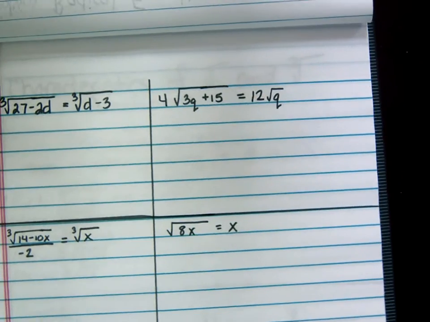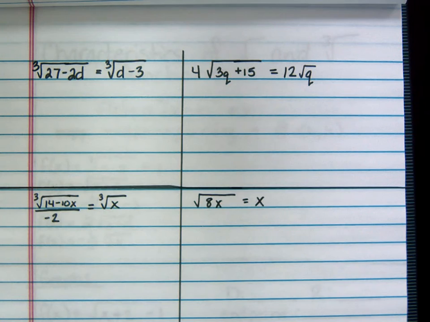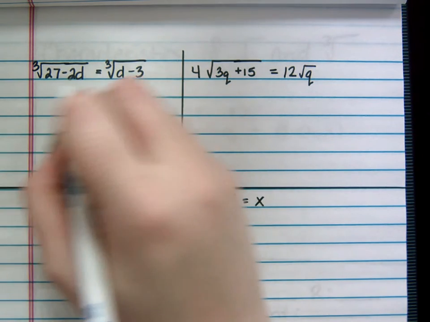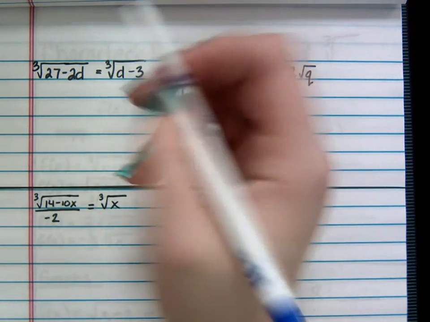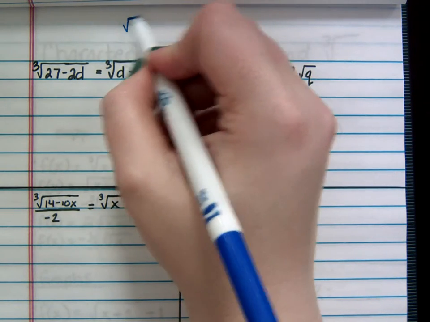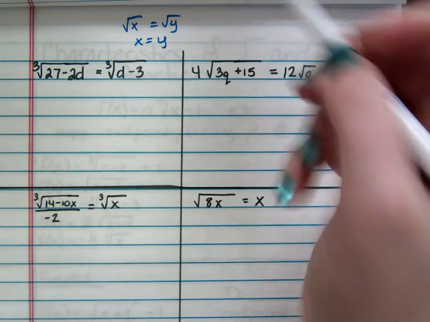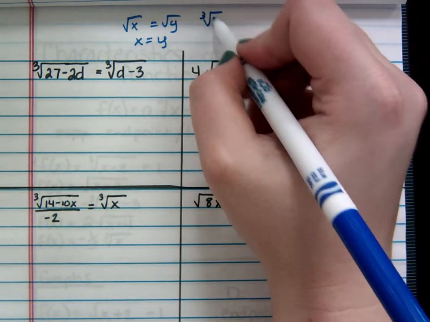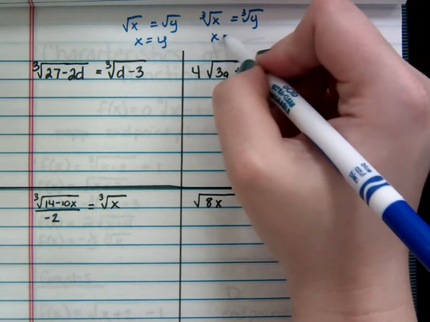Now, a few more problems. This next problem actually has radicals on both sides. You'll notice that on both sides, all you have is a cube root with nothing outside of the root. So anytime that happens, let's say you have the square root of x equals the square root of y, that means what's underneath is equal. Or if I had the cube root of x equals the cube root of y, x and y would be equal.